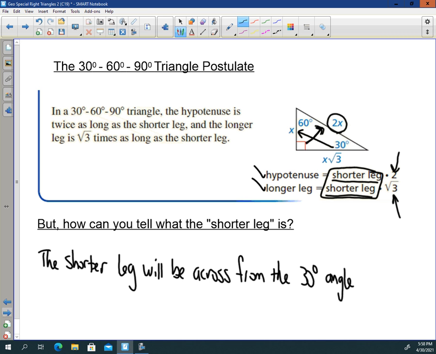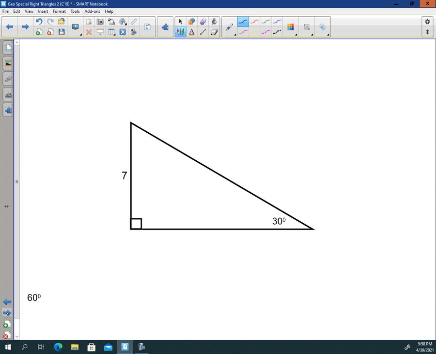So let's do a couple of examples so you can see what I'm talking about. The idea here is that if you know the shorter leg, the one that's across from the 30 degree angle of a 30-60-90 triangle, then you can always find the other side lengths, because you take the short leg times 2, and that's going to be the hypotenuse, and you take the short leg times the square root of 3, and that's going to be the long leg.